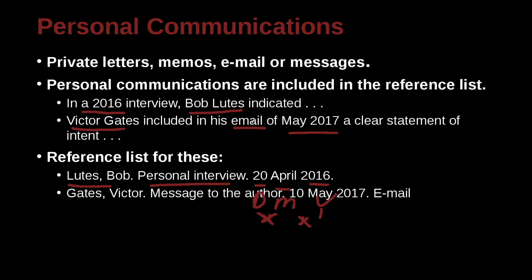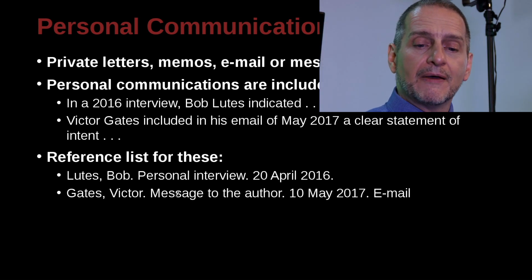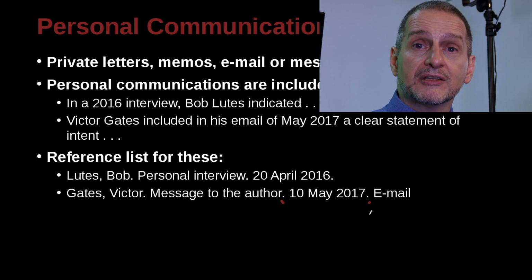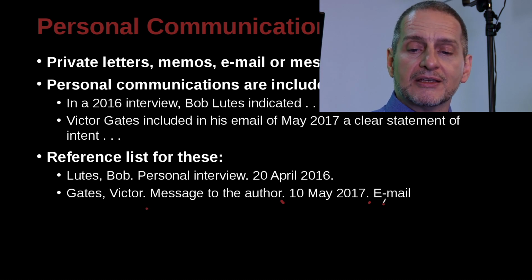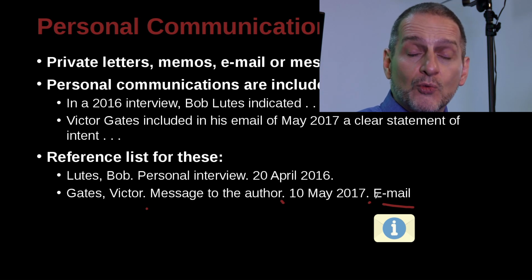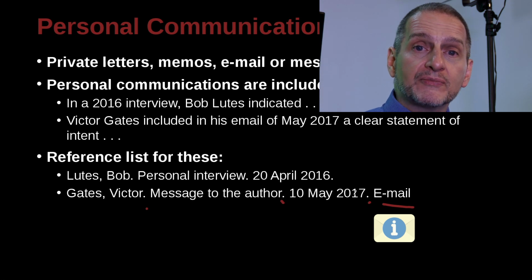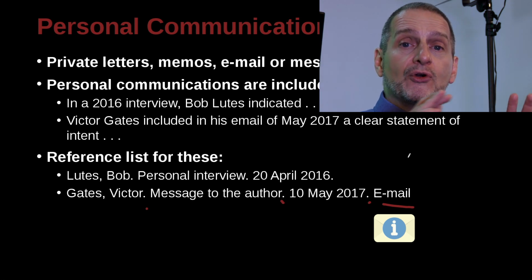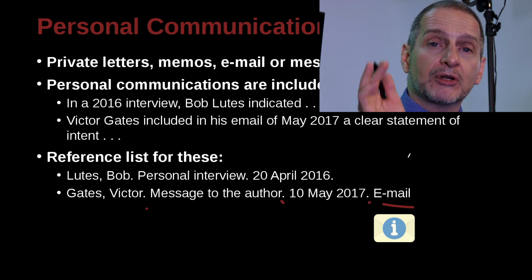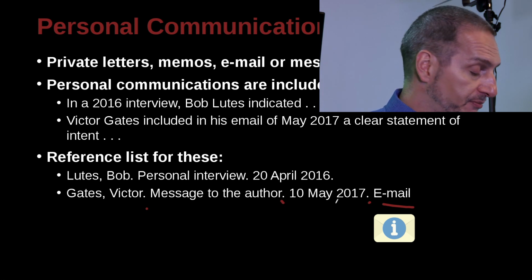Look at another example here. Let me clear this off. Here we go. Gates, Victor, last name first, first name last. Message to the author, 10 May 2017, email. So period, period, see that? Period there. Email is the type. This is extra information. This is the way the APA kind of functions. They want you to get the overall idea rather than very, very specific rules. But again, we're not doing that this section. I'm going to look at that in the next section when we talk about the reference list. But there you go, very cool.